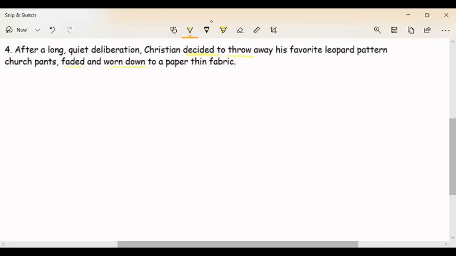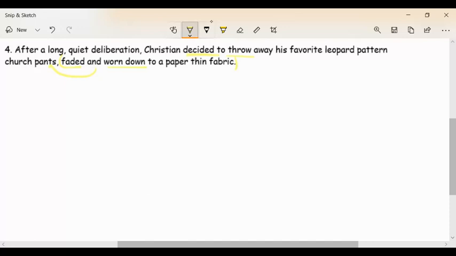So think about it logically. Christian's the one who's deciding, so that seems like a subject-verb kind of grouping here. But this can't be the verb because Christian didn't fade and it wasn't worn down, but the pants were. So this lets me know that this is probably going to be my participle describing that word pants.